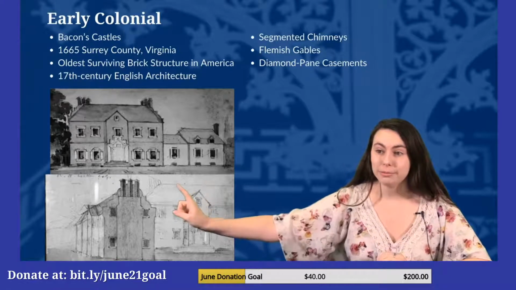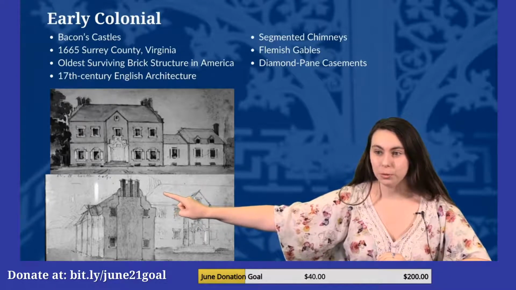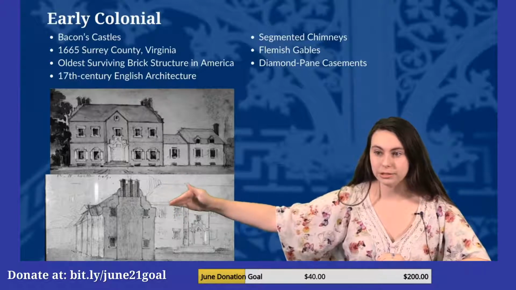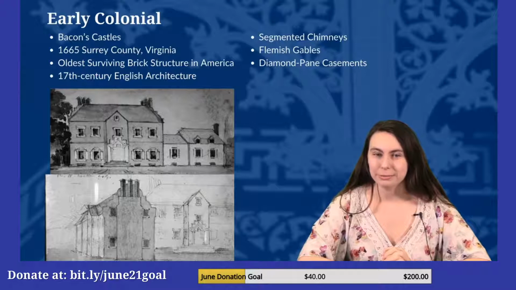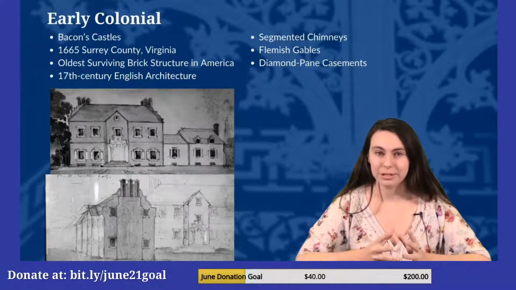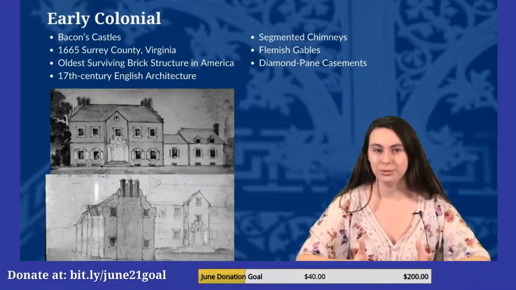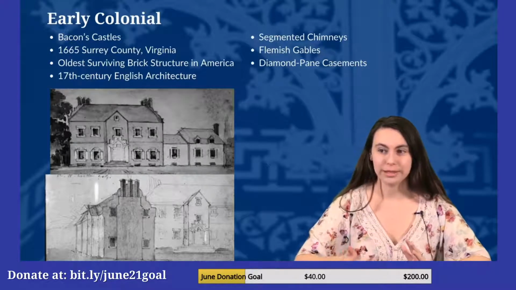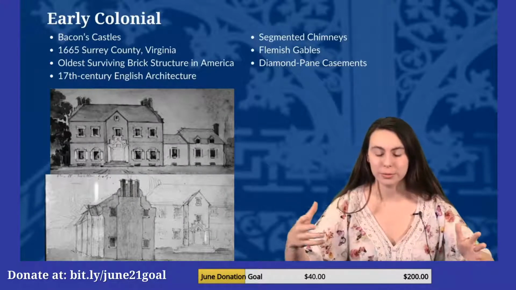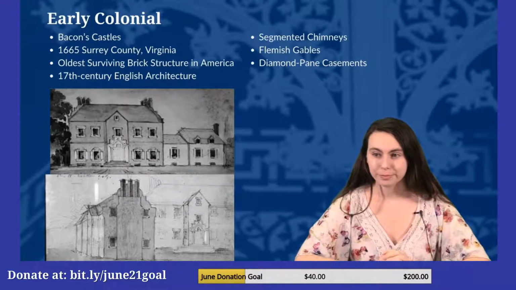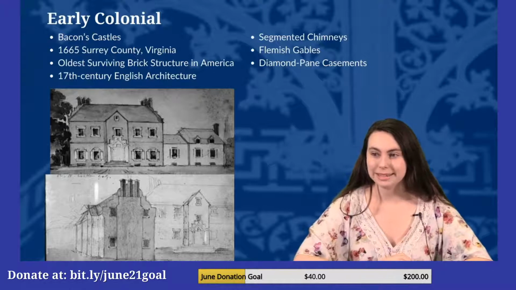Also, you have segmented chimneys, which is really interesting and cool. So you have a different flue for each of the chimneys that you have there. And that shows that you were quite a fancy person because you were able to afford the segmented chimneys. Also goes back to the ideas of medieval architecture and bringing that into the early colonial or post-medieval world that this house is existing in.